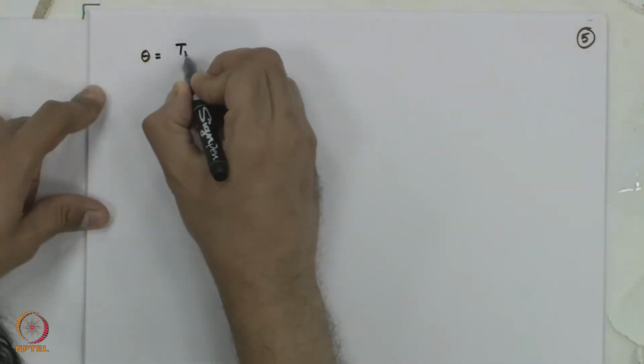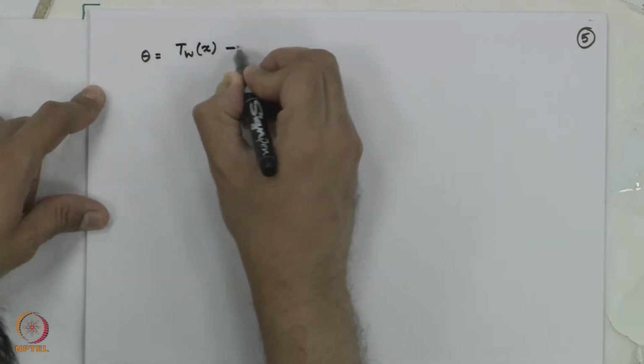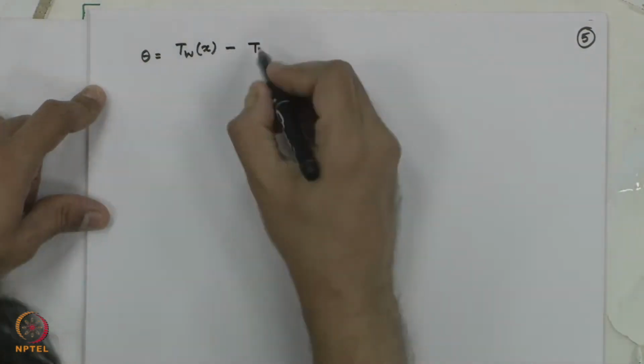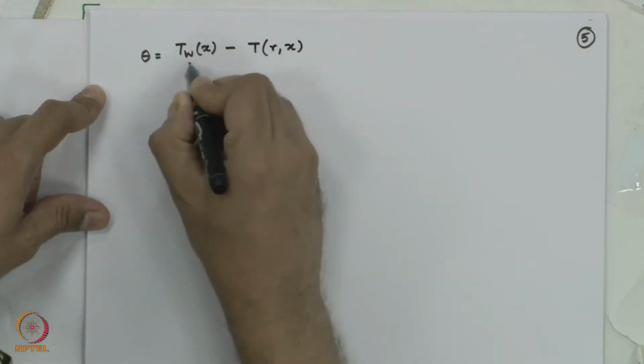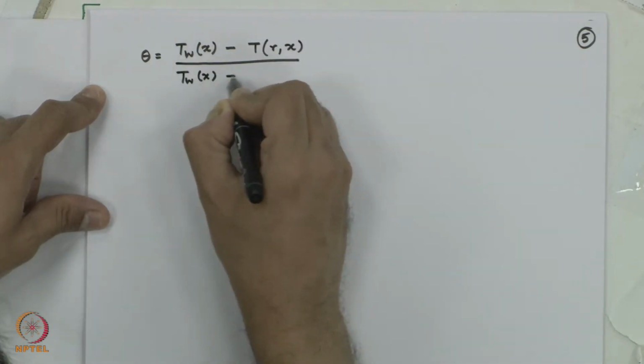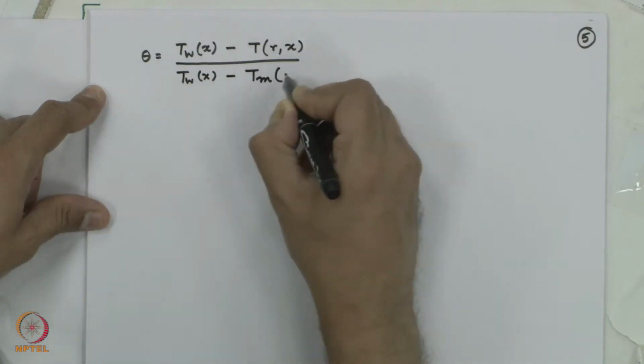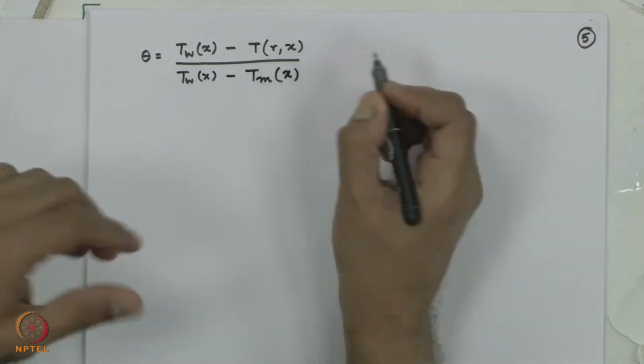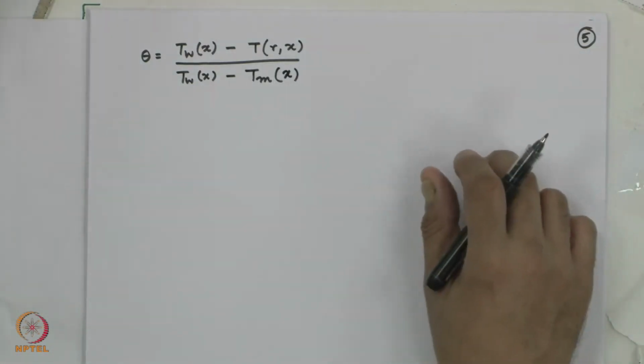So, in the last module, we stopped with the idea of thermally fully developed condition, and we had to write the non-dimensional temperature distribution. That theta is given by T wall, which is a function of x, minus T local, which is a function of r comma x, divided by T wall, which is a function of x, minus T bulk mean, which is a function of x. This theta is what we are going to use.